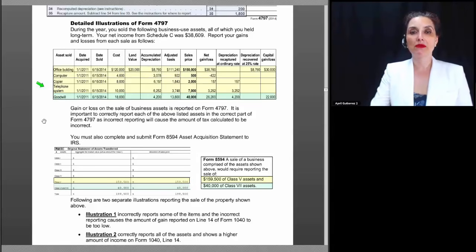And when I come back from the break, we're going to look at an illustration where some of the assets are in the wrong place and what that means for the accuracy of the tax return.